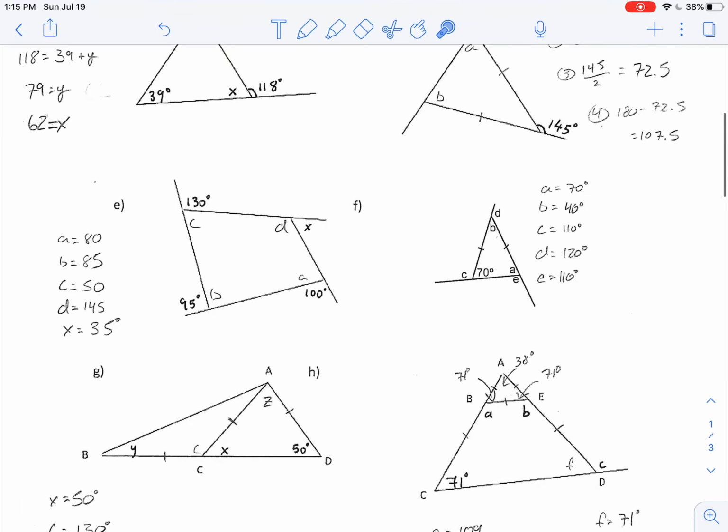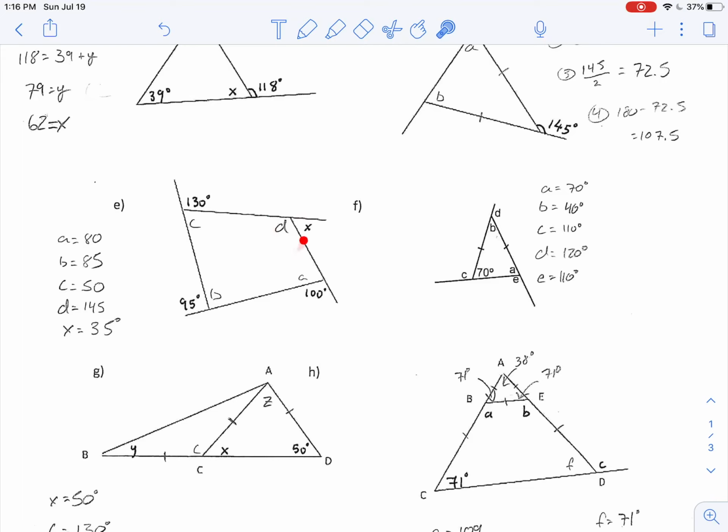So for 1e, I have a quadrilateral here, and I need to find angle x. Sometimes it's not as easy as just solving for that variable directly. We need to find other pieces of information before. So I've gone ahead and labeled this as angle A, angle B, angle C, and angle D. I can determine angle A based on 180 minus 100, which gives me an A value of 80. Supplementary angle theorem, 180 minus 95 gives me B, which is 85. 180 minus 130 gives me C, which is 50.